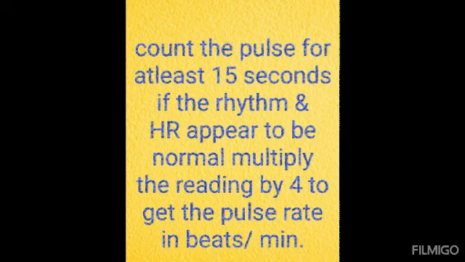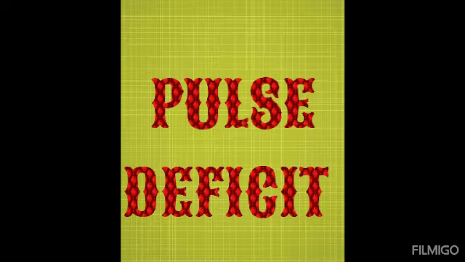So how will you calculate the pulse? Count the pulse for at least 15 seconds if the rhythm and heart rate appear to be normal, and multiply the reading by 4 to get the pulse rate or heart rate in beats per minute. If the rate is too slow or too fast, then count the pulse for a full 1 minute. So this is the method.